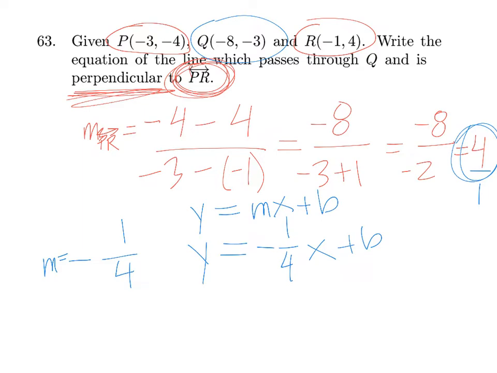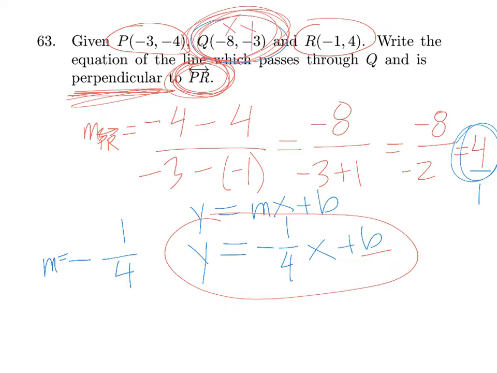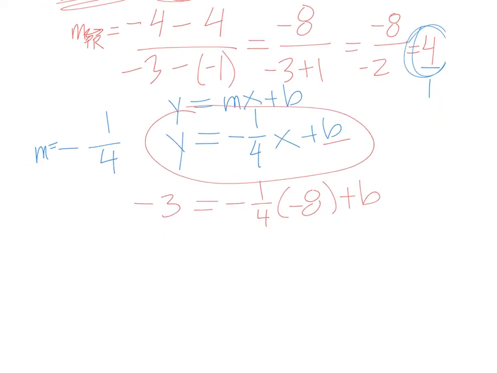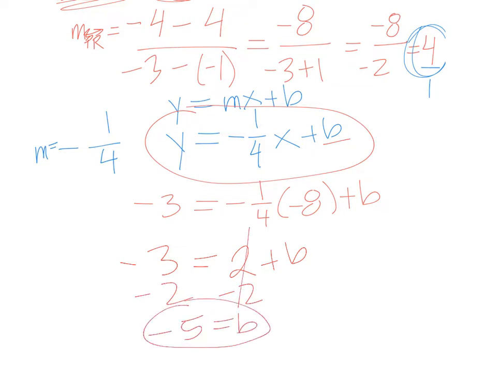Okay, so the next thing I need to figure out is what is b? Well, I know this line is supposed to pass through this point here. All right, so that's my x and y. So I have negative 3 is equal to negative 1/4 times negative 8 plus b. All right, so I get negative 3 is equal to 2 plus b. Subtract 2, I have negative 5 is equal to b. All right, take the number and plug it in. So y is equal to negative 1/4 x minus 5.